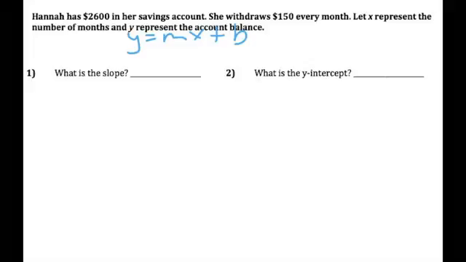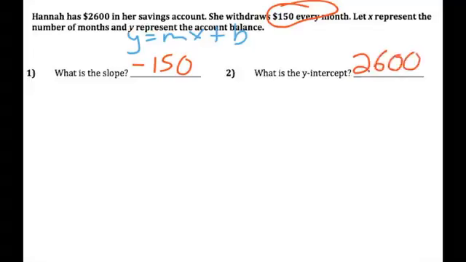Okay, since we have X as the number of months, we need to know what's happening every month. She is withdrawing $150 every month. So since she's withdrawing, that is a negative $150. And she begins with $2,600 in her account, so $2,600 is the y-intercept.